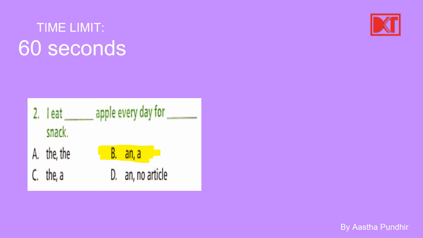Alright, an apple. When is an used? When we are talking about an indefinite noun, and it's starting with a vowel sound. So an apple starts with a vowel sound. So an apple every day for a snack. Snack is a singular, countable noun that starts with a consonant sound. So I eat an apple every day for a snack. Alright.